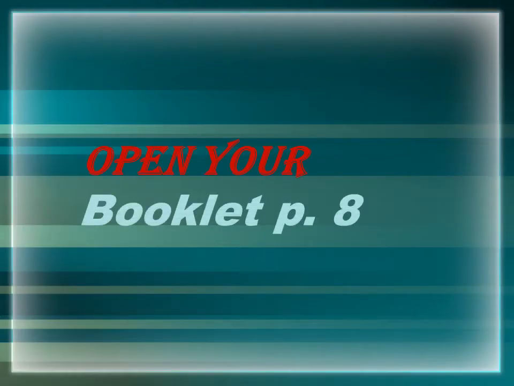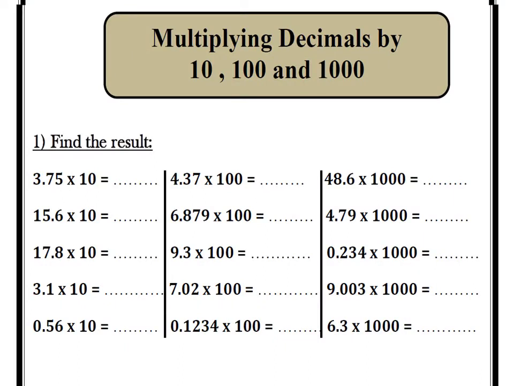Okay, let's open our booklet, page 8. This time we are going to talk about multiplying the decimals by 10, 100, and 1000. Let's say this time my decimal point is going to move in the opposite direction, where in multiplication the decimal point moves to the right side or moves forward. We are going to follow the same steps.